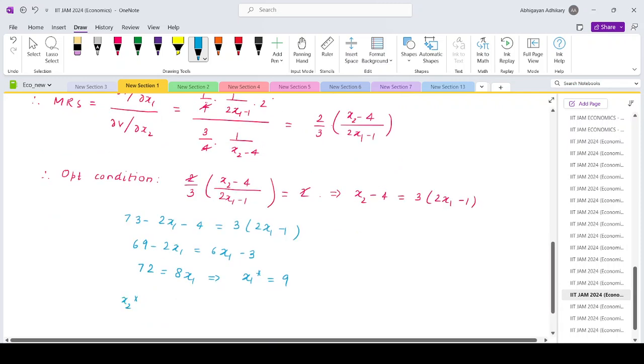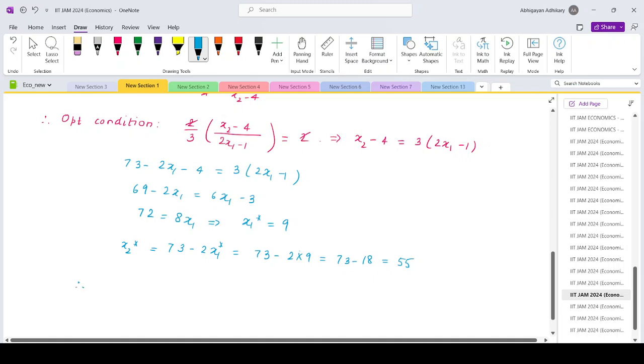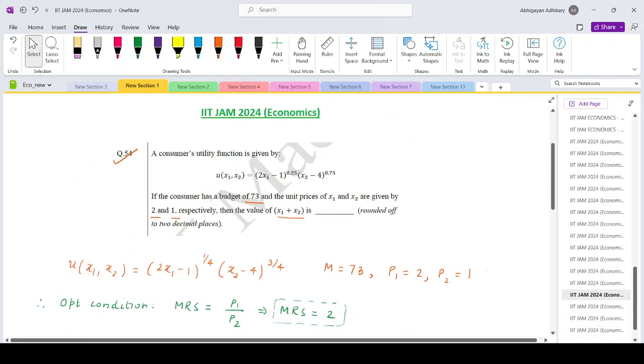And x2 star will be how much? 73 minus 2x1 star. So that is 73 minus 2 into 9, 73 minus 18. So that is 55. So if you add both of them, x1 star plus x2 star, that is 55 plus 9 giving you 64. So the correct answer of x1 star plus x2 star is 64. Thank you.